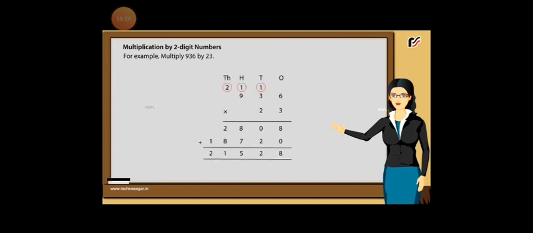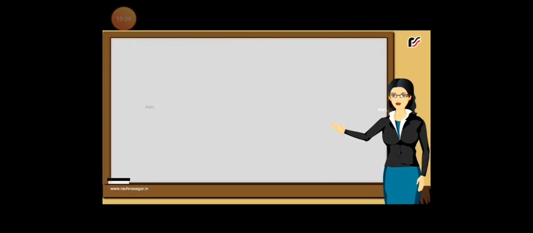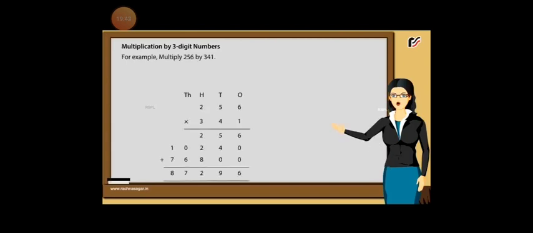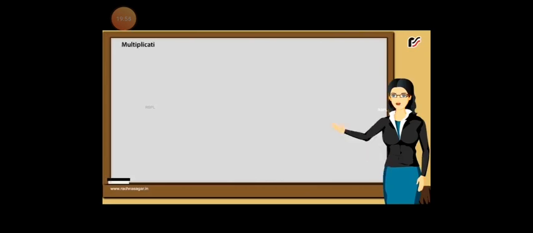Multiplication by 2 digit numbers. For example, multiply 936 by 23. First, multiply 936 by 3, then by 20. Thus, the product is 21,528. Multiplication by 3 digit numbers. For example, multiply 256 by 341. First, multiply 256 by 1, then by 40, and finally by 300. Thus, the product is 87,296. Multiplication by 100.